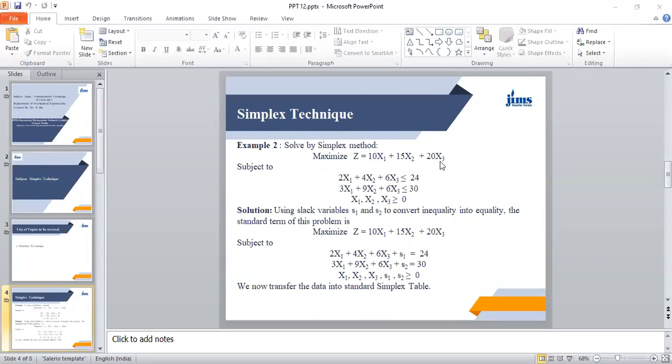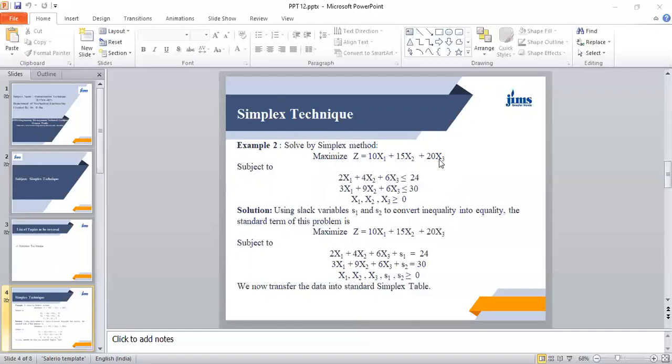So let us consider the second problem of maximization by simplex technique, in which the objective function is: maximize z = 10x1 + 15x2 + 20x3, subject to the conditions that 2x1 + 4x2 + 6x3 is less than or equal to 24, 3x1 + 9x2 + 6x3 is less than or equal to 30, and x1, x2, x3 are all greater than or equal to 0.